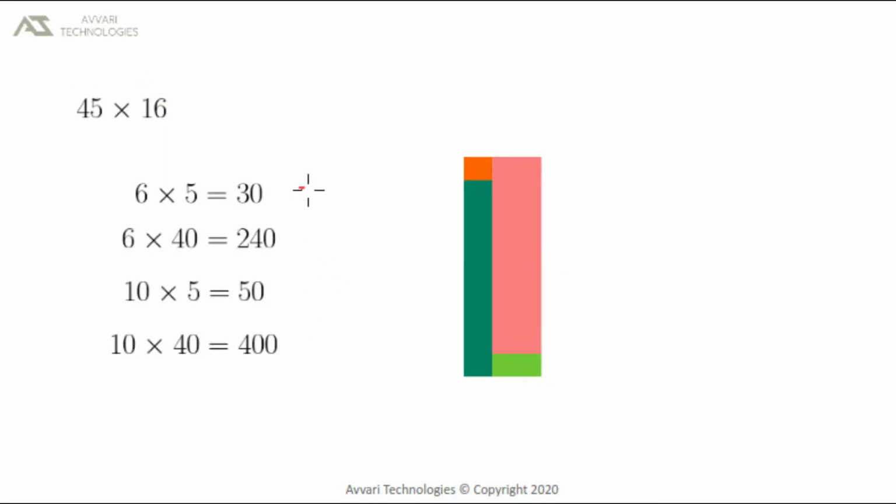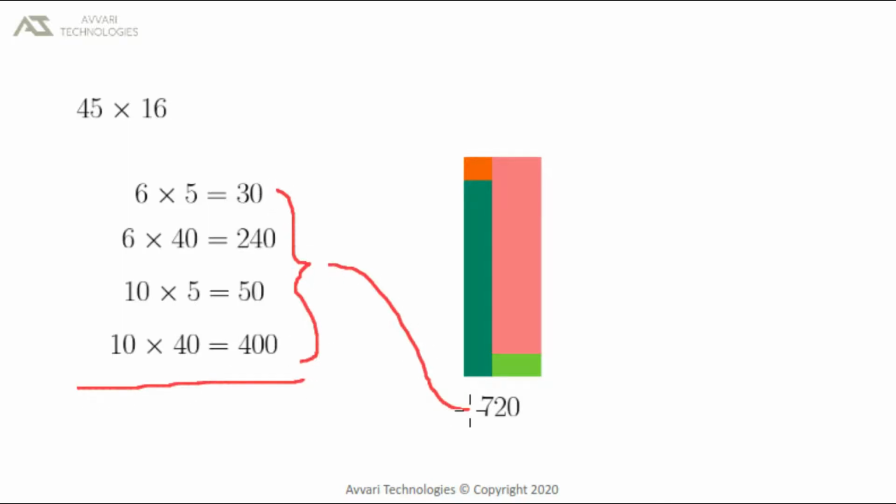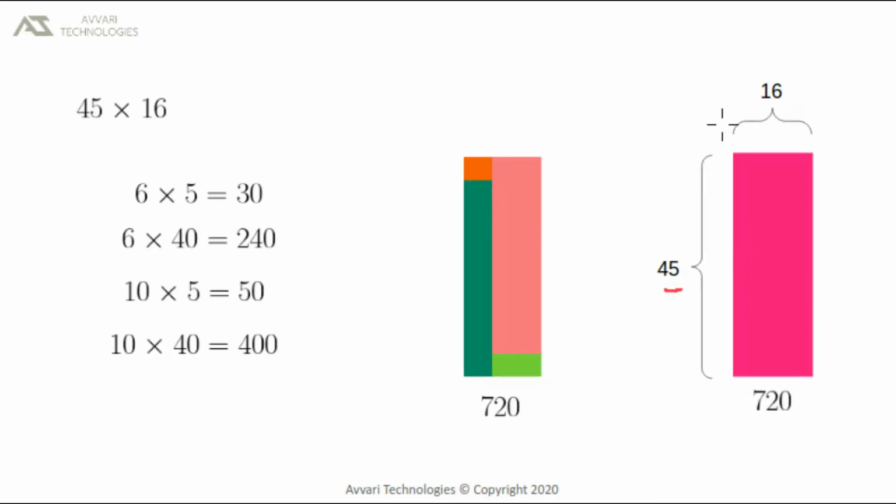Now let us add all these areas of rectangles. What will we get? We will get 720. If you add all these numbers, you will get 720. We can see 45 into 16 is equal to 720. This is one way of multiplying two numbers, and this is how I multiply in my mind. This is very interesting, right?